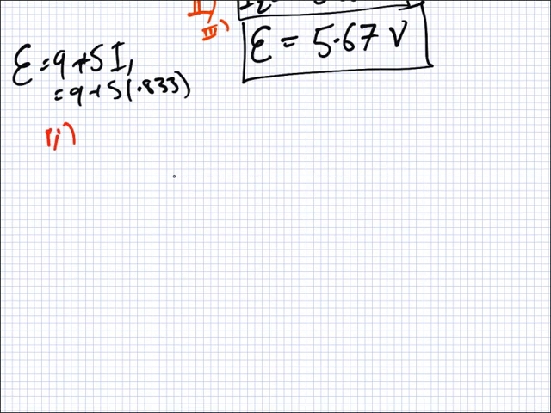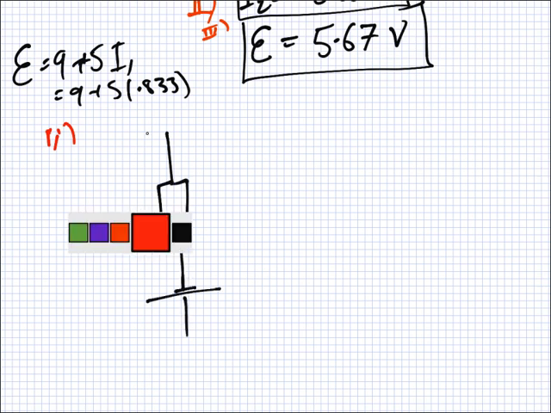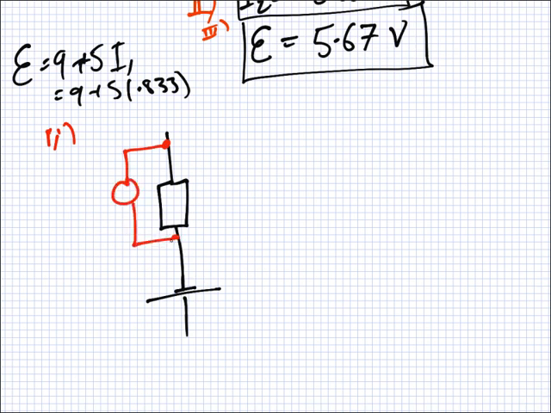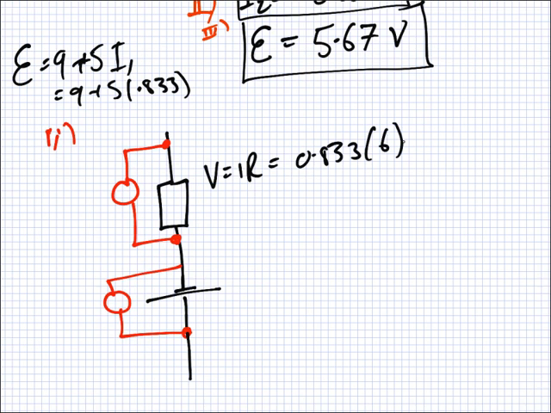Well, let me just draw. So what we have here is a resistor and a voltmeter. Let me put one voltmeter here and then one voltmeter here. So V equals I R for the top one, which is 0.833 times 6. 5 over 6 times 6, so 5. Oh, it's 5 volts.